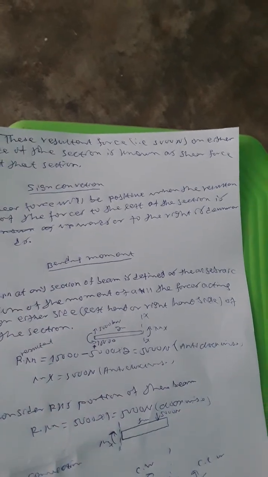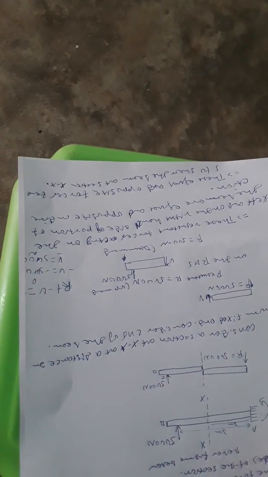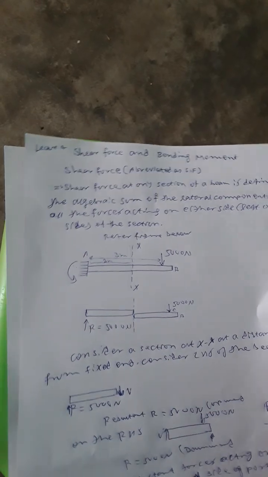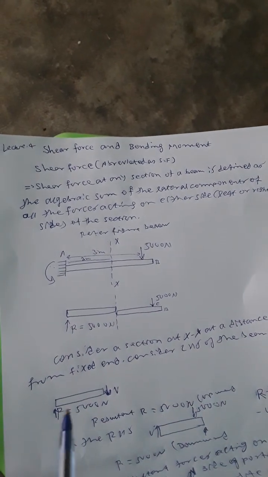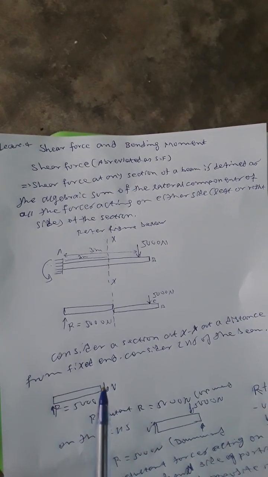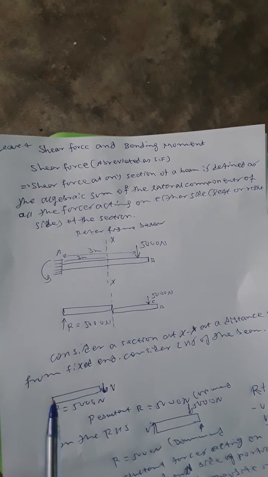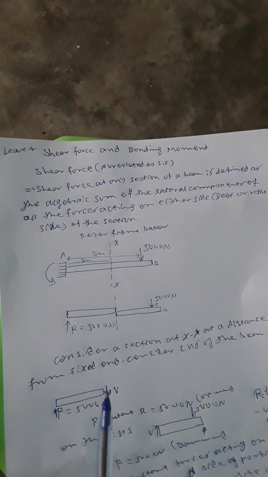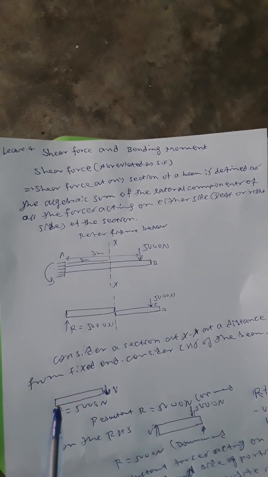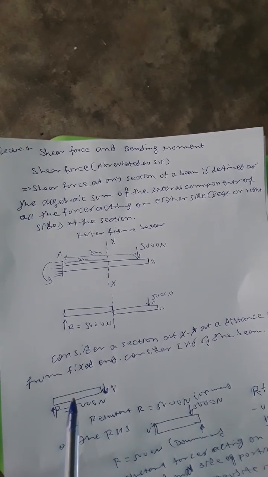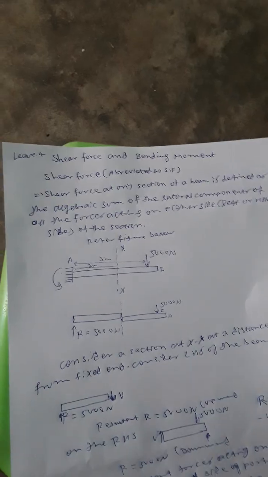In that case, the resultant is upward. 5000 is upward from the section, to the left direction is upward. This shear force is positive. V is positive in this direction. Upward direction from the left is positive shear force. The resultant is upward, so this is positive shear force.